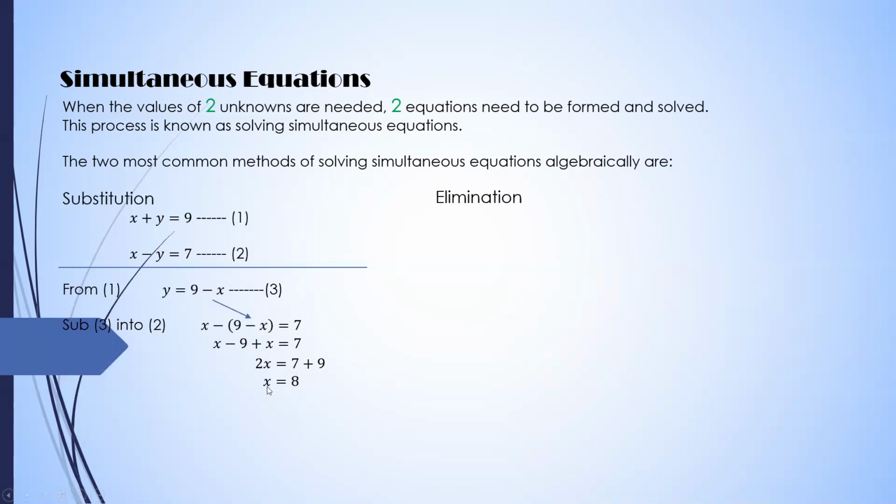So once we have x as 8, then we try to substitute x = 8 into equation 3 because we want to find y right now. So now y will be equal to 9 minus 8. So that's why our answer is 1.